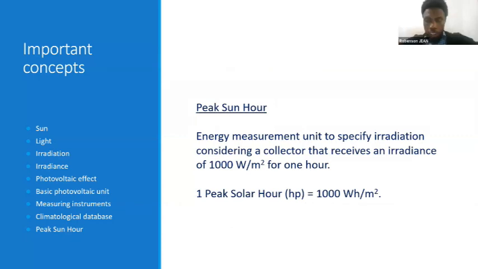And we have another unit, which is the peak sun hour. The peak sun hour is an energy measurement unit that we use to specify irradiation, considering a collector that receives an irradiance of 1,000 watts per square meter for 1 hour. So 1 peak sun hour is 1,000 watt-hours per square meter. It is an important unit that we are going to use for the calculus.